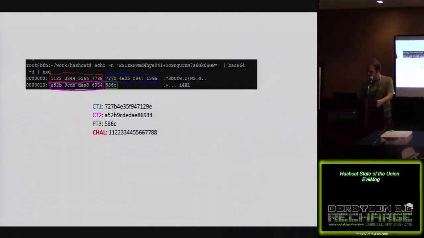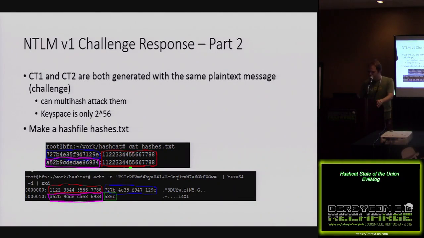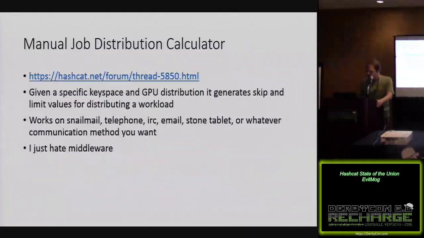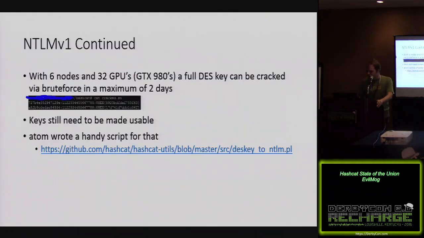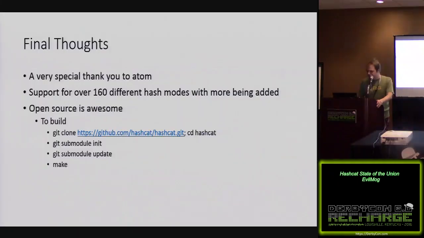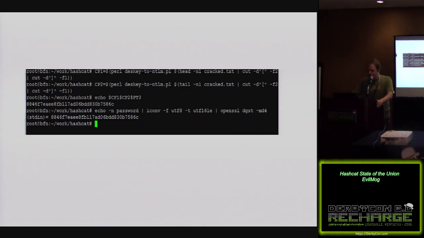Where am I? Right here, that 58.6c. You piece them all together, and you now have a working NTLM hash. Where am I? There we go. You now have a working NTLM hash that you can pass the hash with without ever having to crack the password. And everyone still has NTLM in their environments, right?